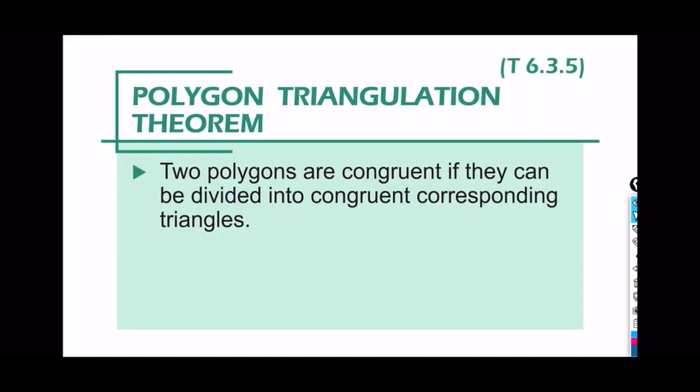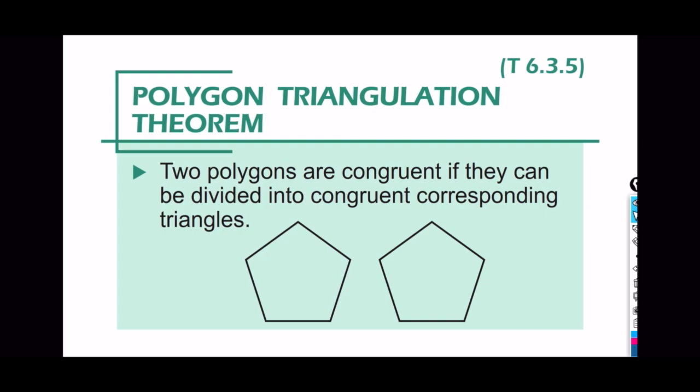The theorem says that two polygons are congruent if they can be divided into congruent corresponding triangles. Now you might wonder what that looks like. Suppose we wanted to prove these two pentagons congruent. If you could divide them up into triangles and then show that each of the three triangles on the first pentagon is congruent to its corresponding triangle on the second pentagon, you could then conclude, based on this theorem, that the pentagons are congruent.